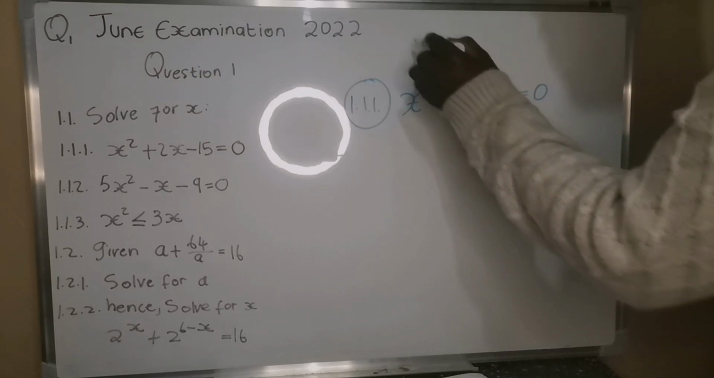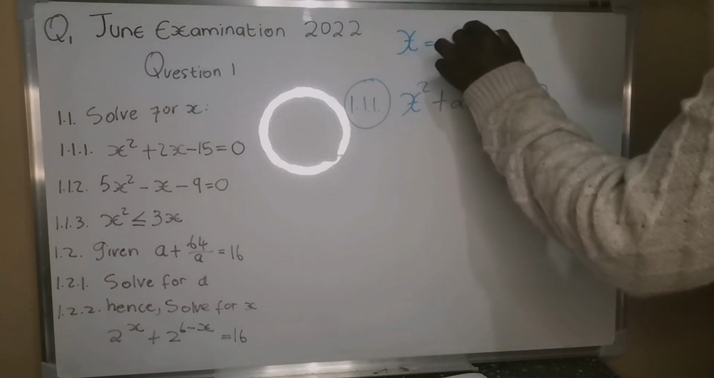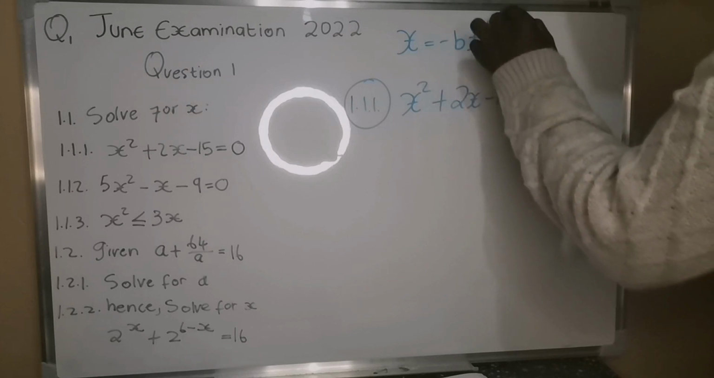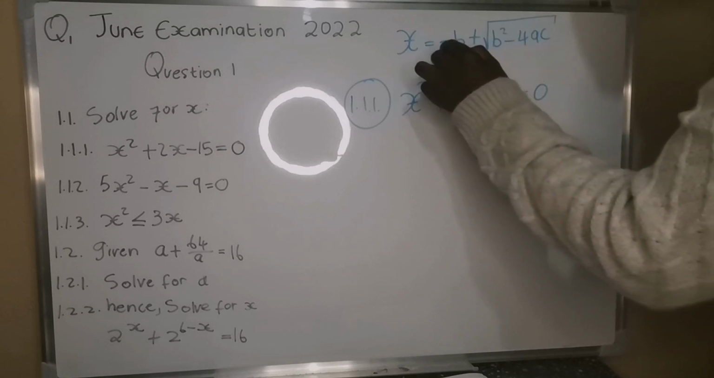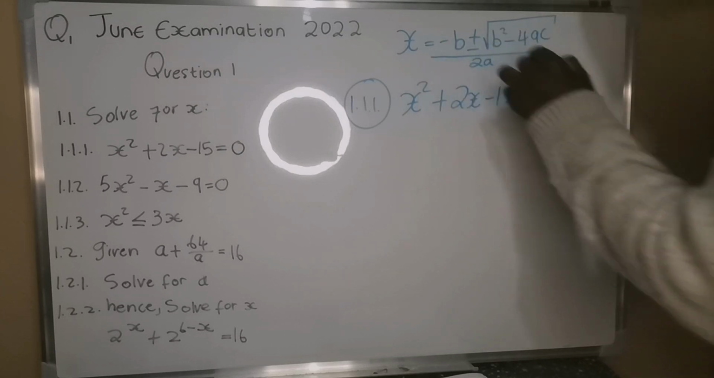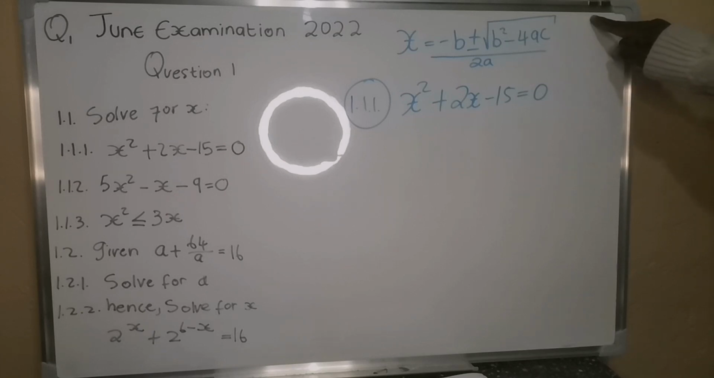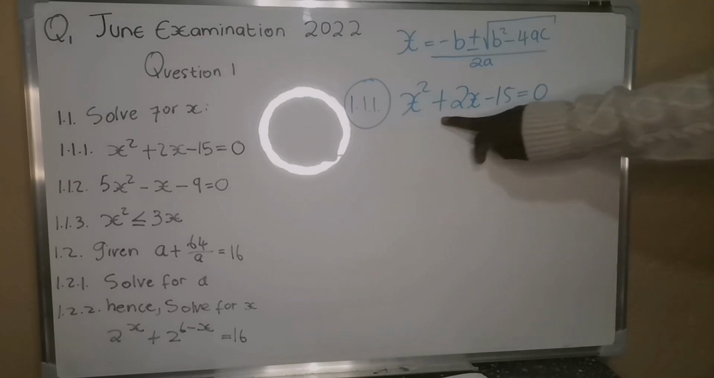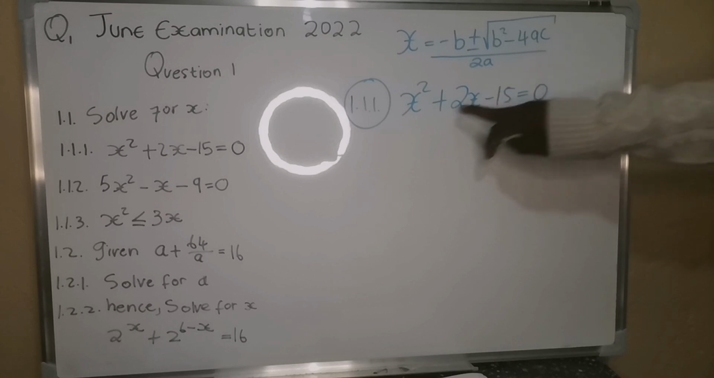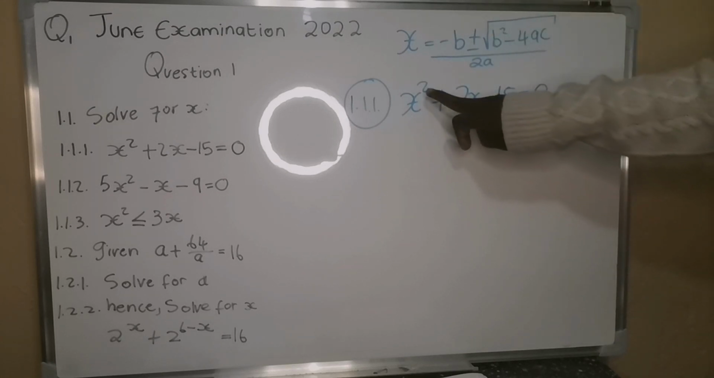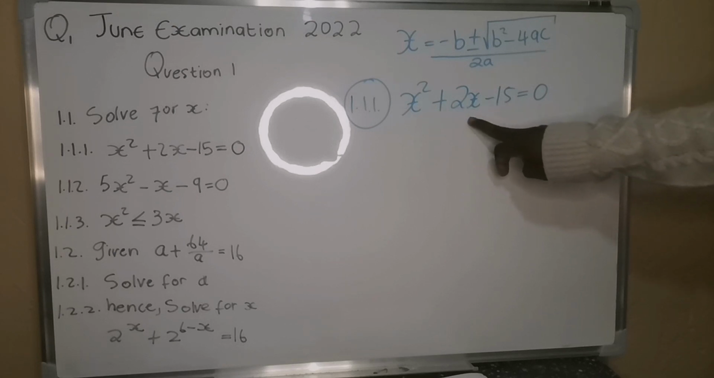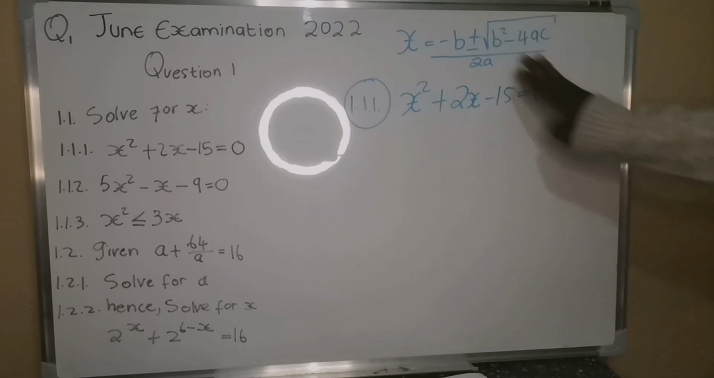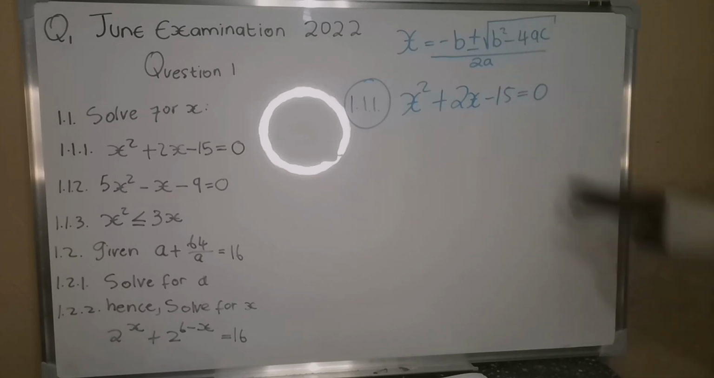The quadratic formula is x equals negative b plus or minus the square root of b squared minus 4ac, all over 2a. This is the formula used for quadratic equations. This equation is a quadratic equation because it has three terms with an x squared, a coefficient of x, and a constant, with 0 on that side. It is a full quadratic equation that you can apply this formula to.